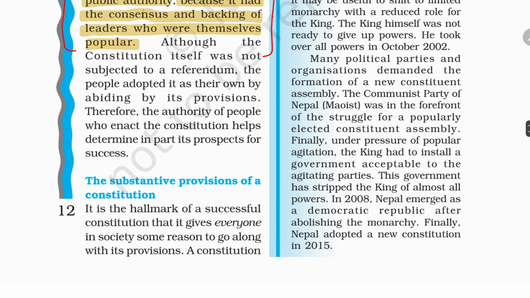Many political parties and organizations demanded the formation of a new constituent assembly. The Communist Party of Nepal, Maoist, was in the forefront of the struggle for a popularly elected constituent assembly. Finally, under pressure of popular agitation, the king had to install a government acceptable to the agitating parties. This government has stripped the king of almost all powers. In 2008, Nepal emerged as a democratic republic after abolishing the monarchy. Finally, Nepal adopted a new constitution in 2015.